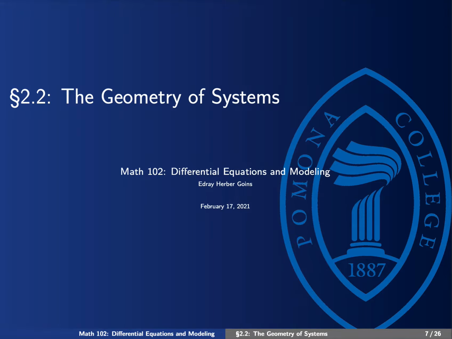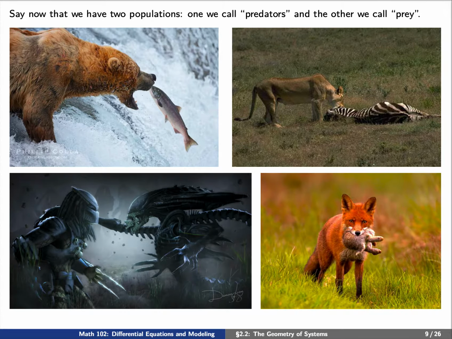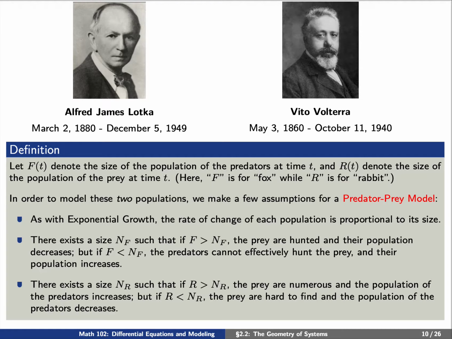We're going to talk about the geometry of systems of differential equations. First, let's review some ideas from before about modeling using systems of differential equations. Let's say that we have two populations. One we're going to call predators and the other we're going to call prey. For example, we'll consider the running example of foxes catching rabbits.